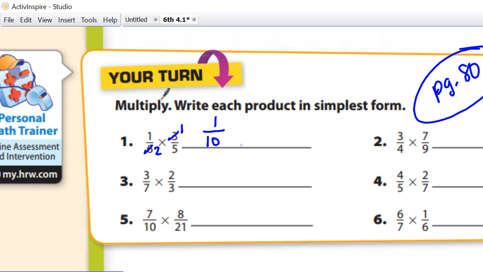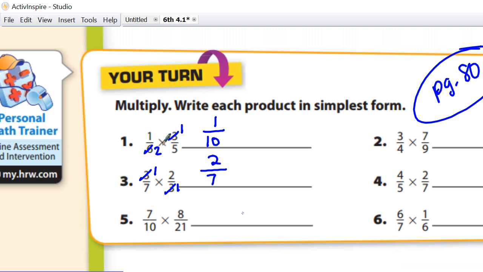I'm going to skip ahead to number 3. And I'm going to identify that 3 and 3 share a factor of 3. So those simplify to 1 and 1. 2 and 7 doesn't simplify, so I've got 1 times 2 is my numerator. 7 times 1 is my denominator.